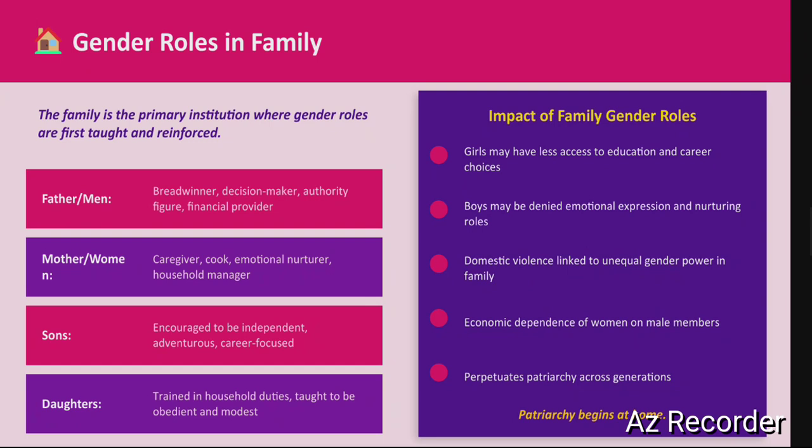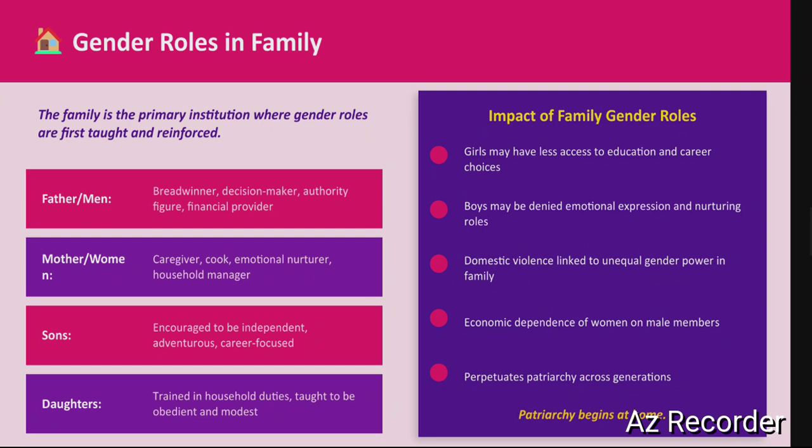So that has to be changed. Equality is not only in education and not only in the employment. It is also, and it is important, in the emotions and the day-to-day responsibilities as well. Okay, so, impact of family gender roles.